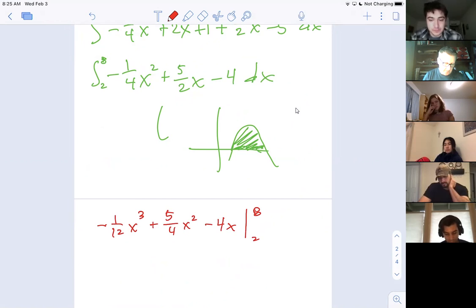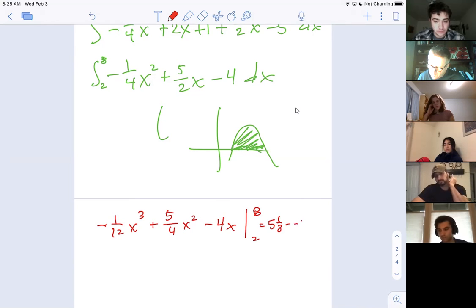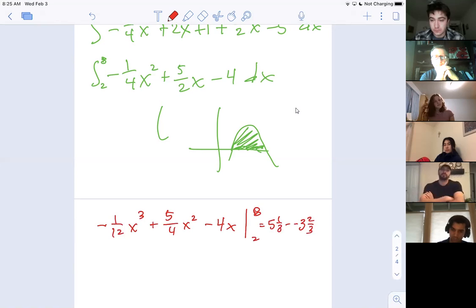Four, 4 times 8 squared, minus 4 times 8 minus 4 times 8. I got 5 1/3 when I put 8 in. Now I'm going to go back and put 2 in. I got negative 3 2/3. Okay. You got 9. I got 9.